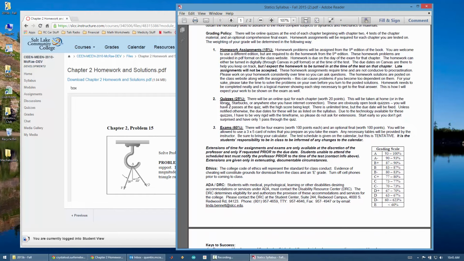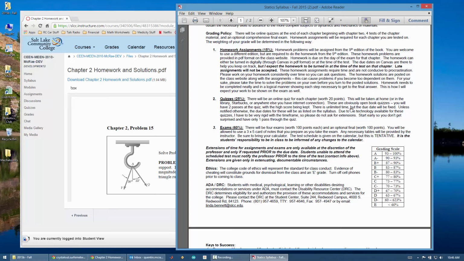Okay, quizzes. A few words on the quizzes. There's a quiz for every chapter except for chapter 1. Chapter 1 is just a real quick introduction, but beyond that, there's a quiz for every chapter. They're going to be worth 20 points. You take them wherever it is that you take them. Now, here's the way it's going to work. There's unlimited time, but the due date is fixed.